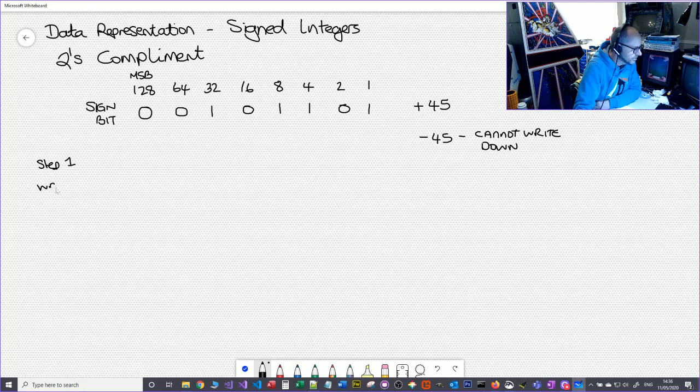Write the positive number down. So using this, I'm going to write down a sign bit of 0, which proves it's a positive number, and then I'm going to write 45. So I'm just going to actually copy what we've got above.